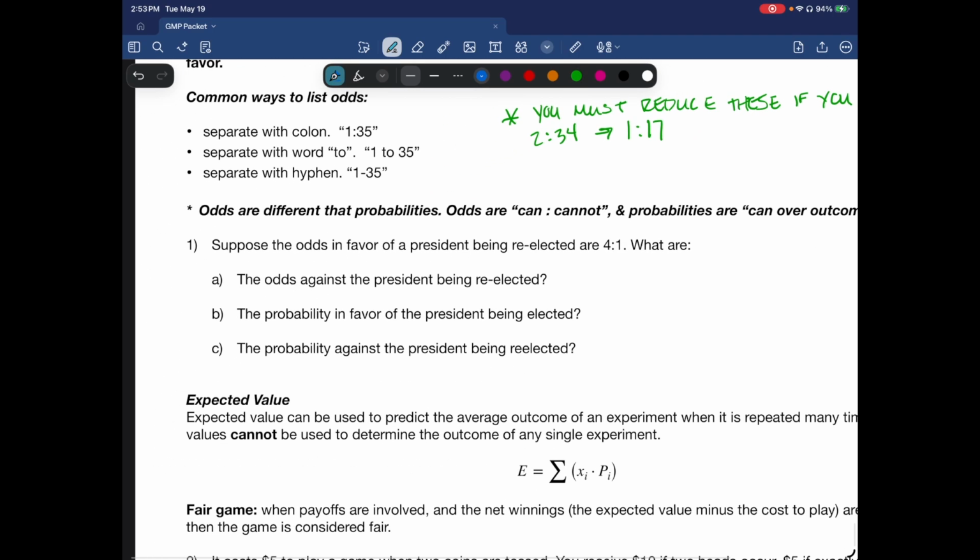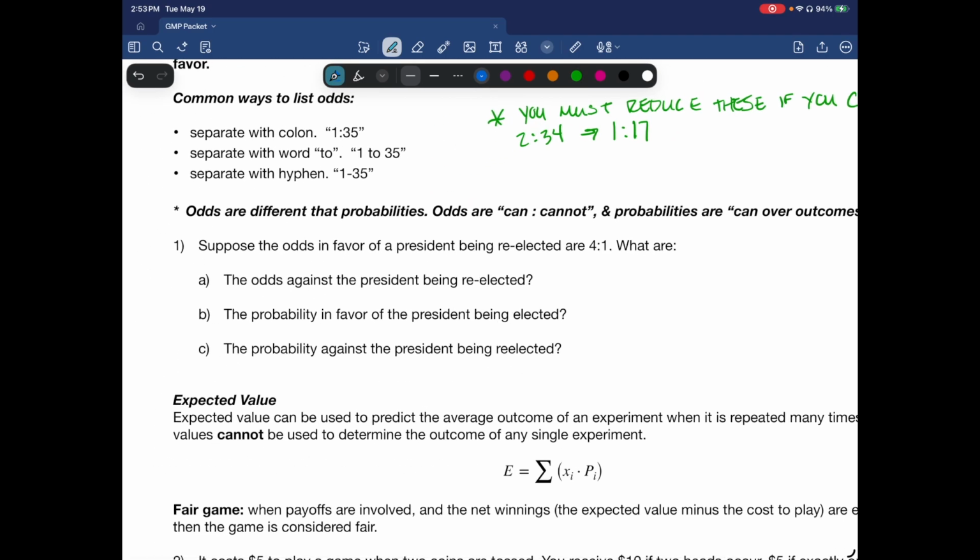So number one, we're dealing with odds. Suppose the odds in favor of a president being reelected are 4-1. What are the odds against the president being reelected? Well, if the odds for him being reelected are 4-1, then you flip the numbers and it's 1-4.